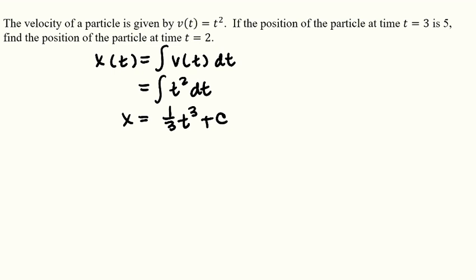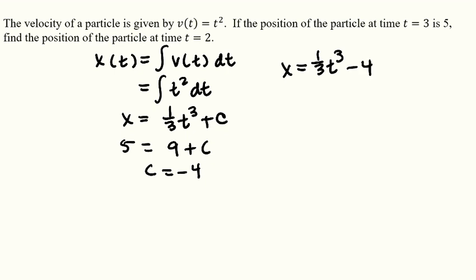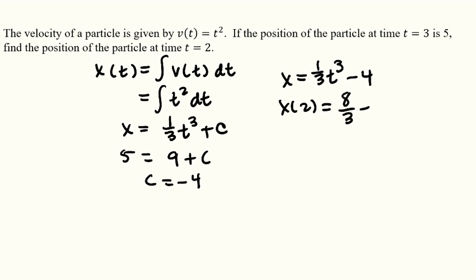And I'm going to use that the position is 5 when the time is 3. So 3 to the third is 27. You divide by 3, that's 9 plus c. C is negative 4. Okay. So x equals 1/3 t to the third minus 4. What is the position of the particle at time t equals 2? X of 2 equals 1/3 of 8. So that's 8/3 minus 4 is 12/3, which is going to be negative 4/3.